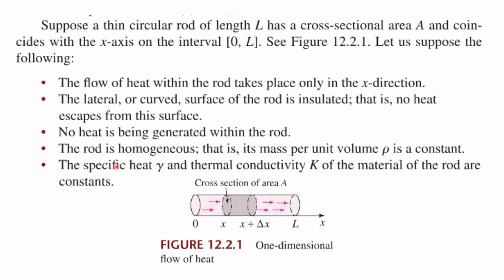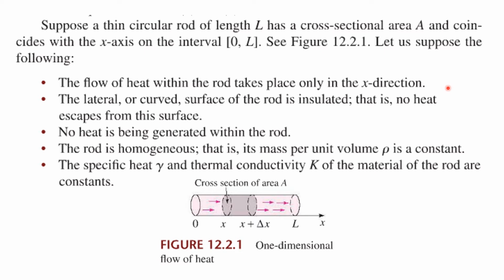Okay, so we're going to derive this in much the way that Joseph Fourier thought about it. So suppose you have a thin circular rod of length L and it has cross-section area A and coincides with the x-axis on the interval 0 to L. Now if you think about it, that's exactly the picture that we have here. So this is the x-axis. There's a little slice of it going from x to x plus delta x. We go from 0 to L. And the cross section of this, now that's just the circle, has area A.